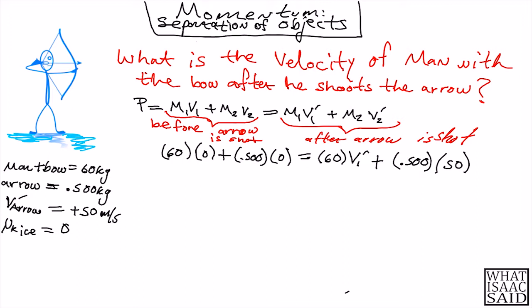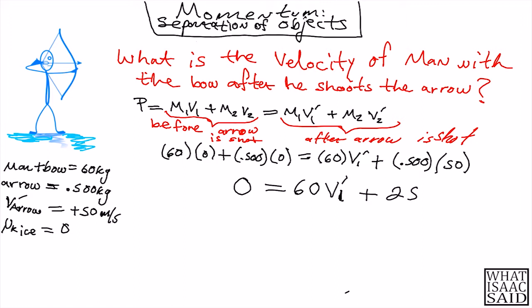So this side, my left hand side, is going to be equal to 0. I'm going to get a big 0 because 60 times 0 is 0, and 0.500 times 0 is 0. So 0 is going to be equal to 60, the mass of the man, times my velocity v1 after the arrow is shot, which denotes the velocity of my man, plus 0.500 times 50, which is going to be equal to 25.